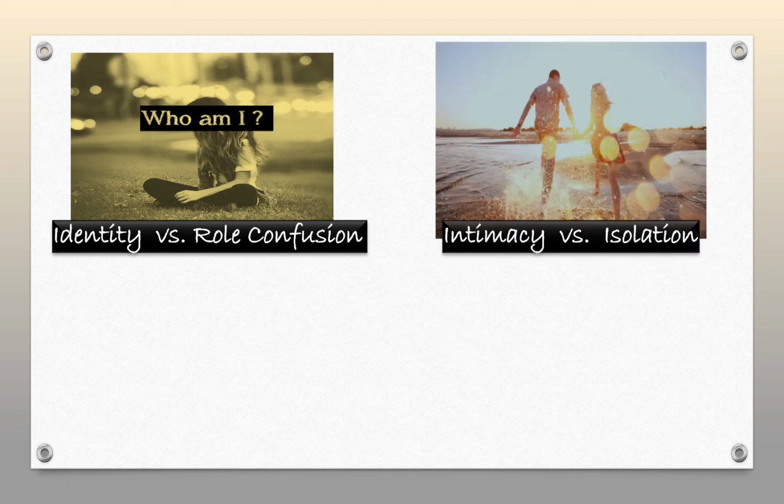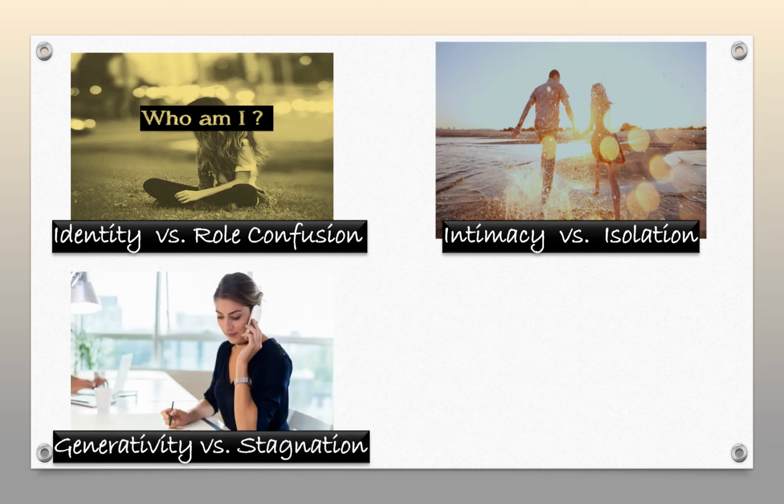Intimacy versus isolation. This stage occurs during early adulthood, that is from 21 to 39 years. Adults think about settling down and starting families and are more willing to sacrifice and compromise for the sake of their relationships. Successful completion in this stage can develop a sense of commitment, safety, and care. Avoiding this can lead to isolation, loneliness, and sometimes depression. The virtue that is developed upon resolving the crisis at this stage is love.